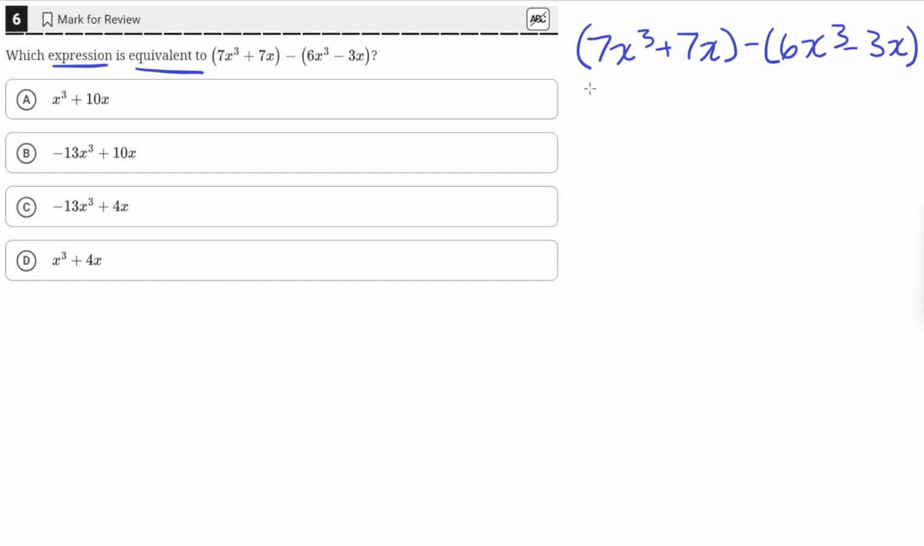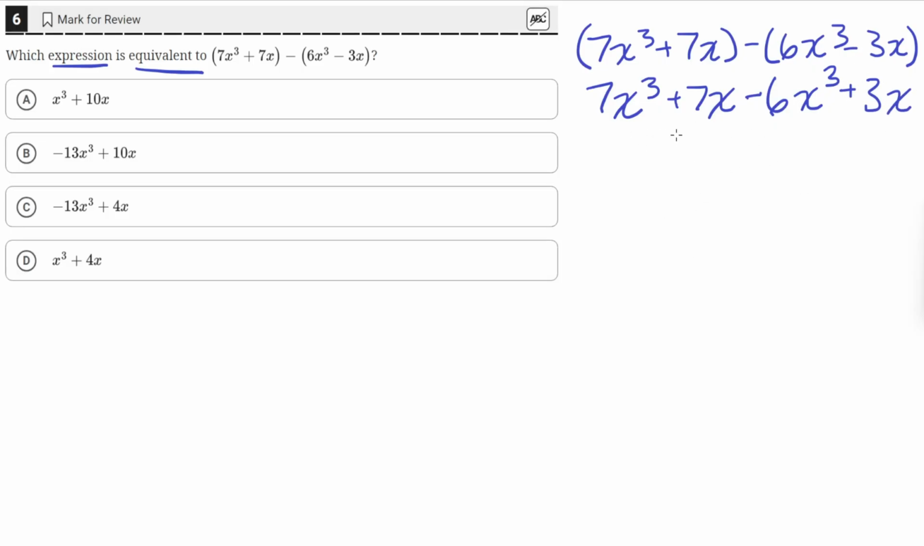So the first one, we can just simply do that. And then for the second quantity here, we need to distribute the negative sign. So we need to multiply each of these two terms by the negative sign. So the first term will be negative 6x cubed, since negative times a positive is negative. And then negative times negative 3x, that's a negative times a negative, so that's positive 3x.